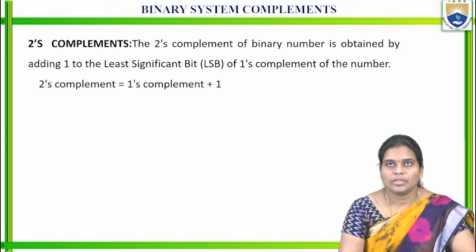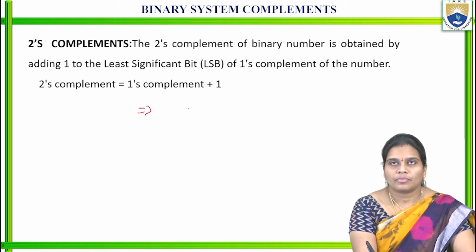Okay, next one, 2's complement. The 2's complement of a binary number is adding 1 to the 1's complement value. First we take any binary value, apply the 1's complement of that binary value, and add 1 to the LSB bit of this 1's complement. Then we get the 2's complement. So that is the 2's complement.